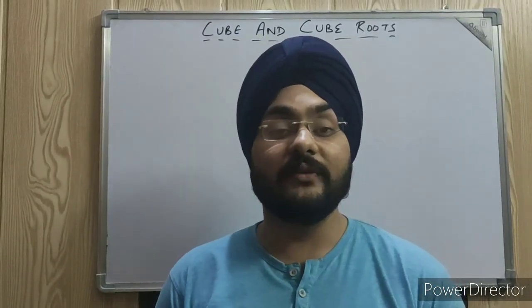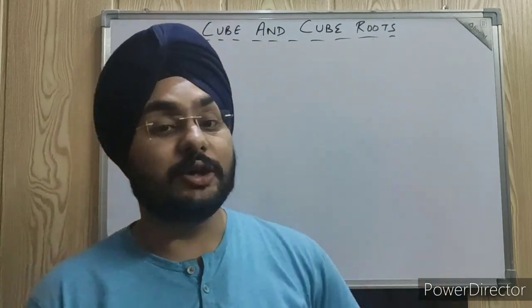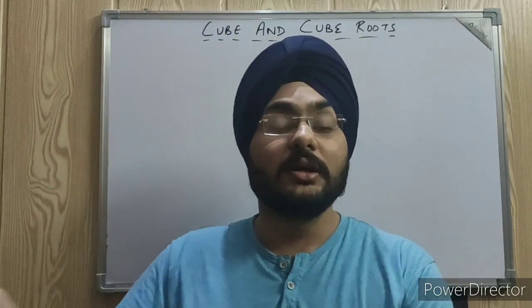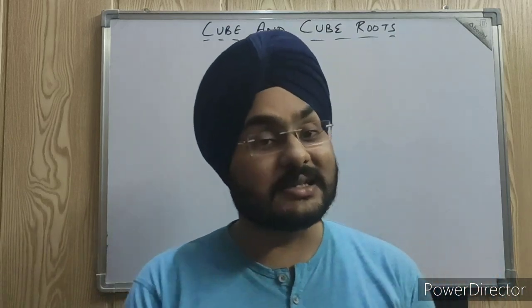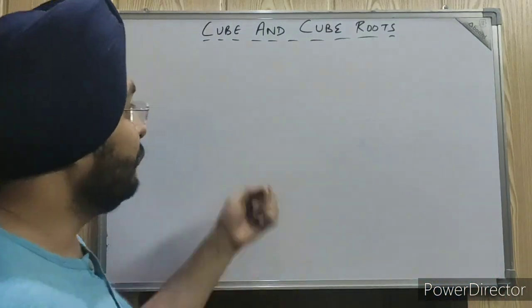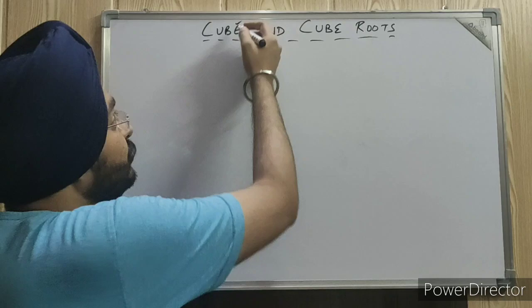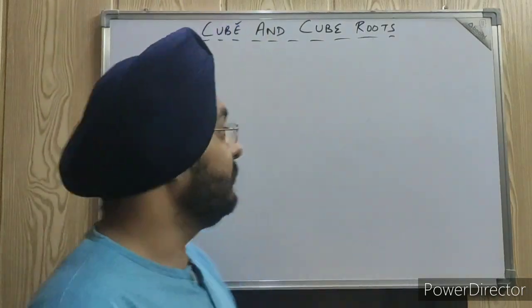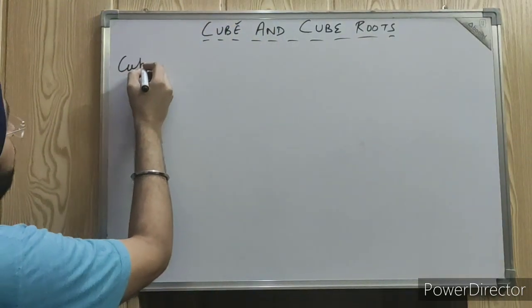So today we'll be starting with the new chapter, cube and cube roots, similar to the square and square roots which I have previously discussed. Now, what do we mean by a cube? I'm writing here a cube of a number.